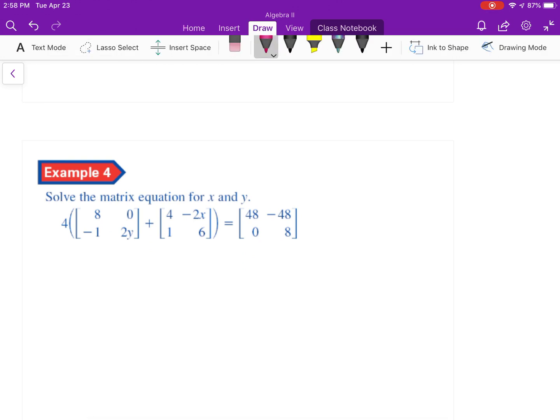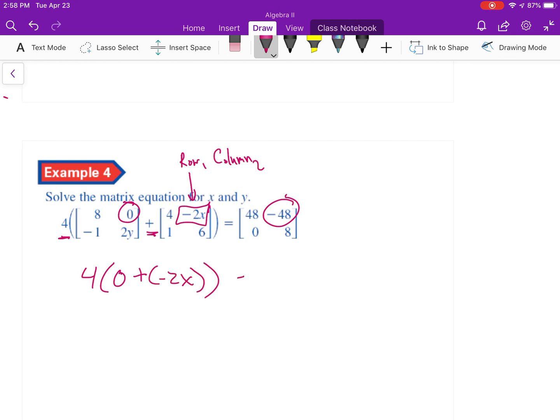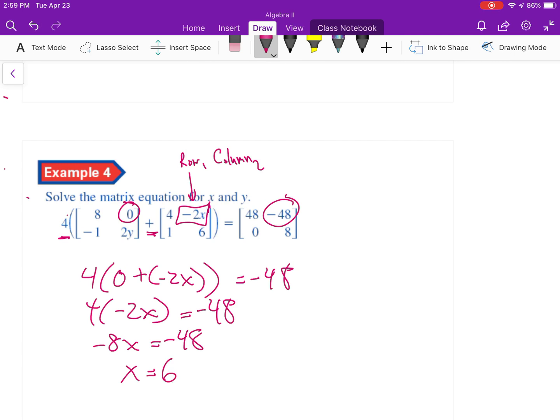Okay, I want to solve for x, and I notice that x here is in row 1, column 2. So I need row 1, column 2, row 1, column 2, and all of the operations with it to come up with that. So simplify the parentheses, I get -2x, take it times 4, and I got -8x equals -48, and solve that, and I get x is +6.